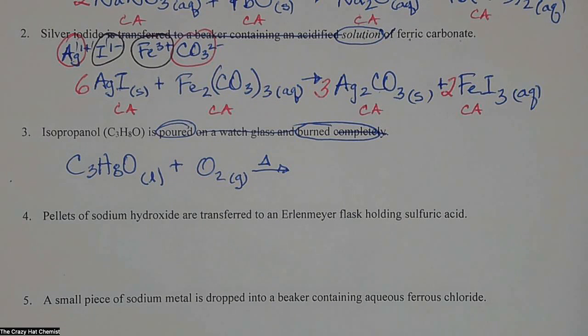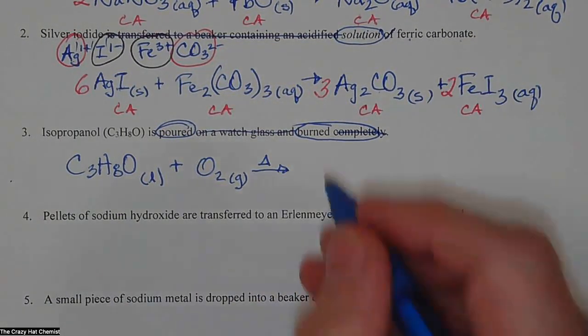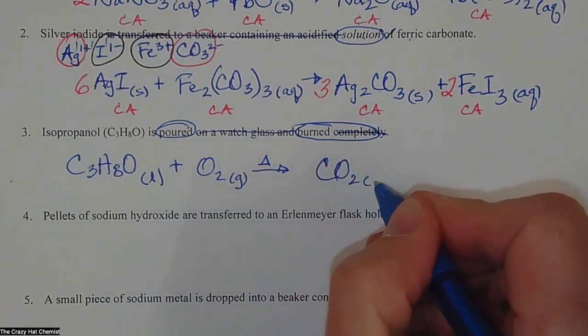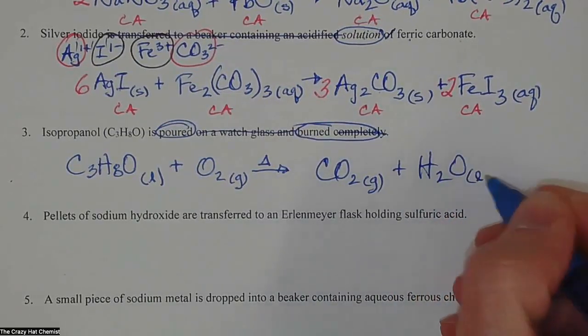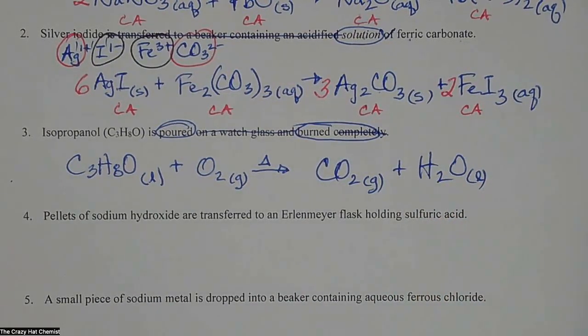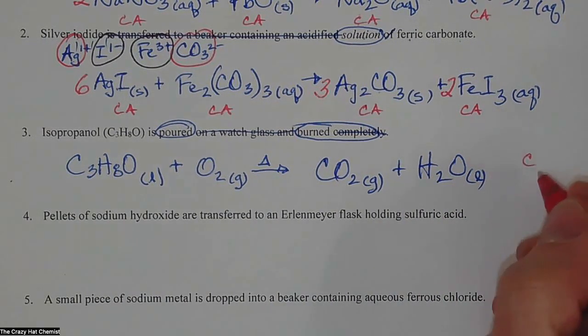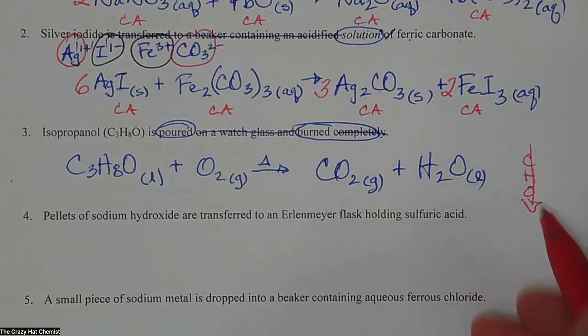Now, the combustion reaction is the easiest type to write the products for, because the products for a combustion reaction are always the same, and that is carbon dioxide and water. So we're going to write carbon dioxide, and that's a gas, and water, that's H2O, and that's going to be a liquid. All right. Combustion reactions, we always balance in the same order, and that is starting with carbons, then hydrogens, then oxygens. In that order, we're going to do CHO, C-H-O.